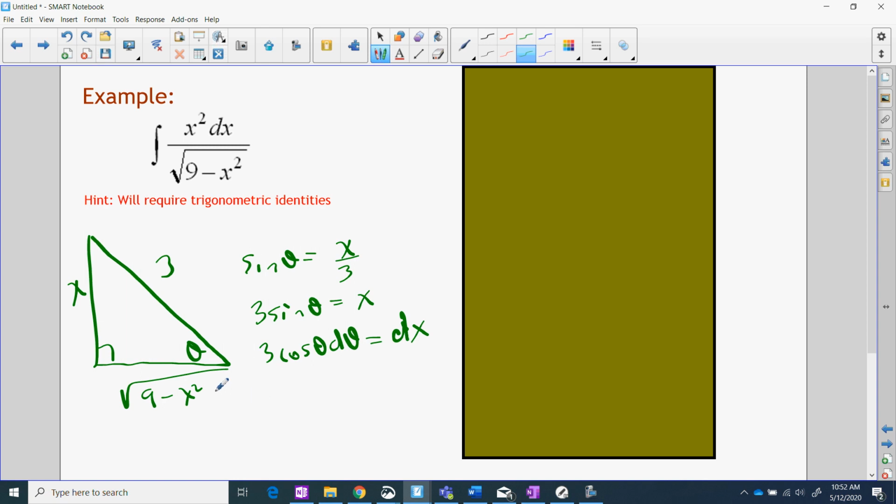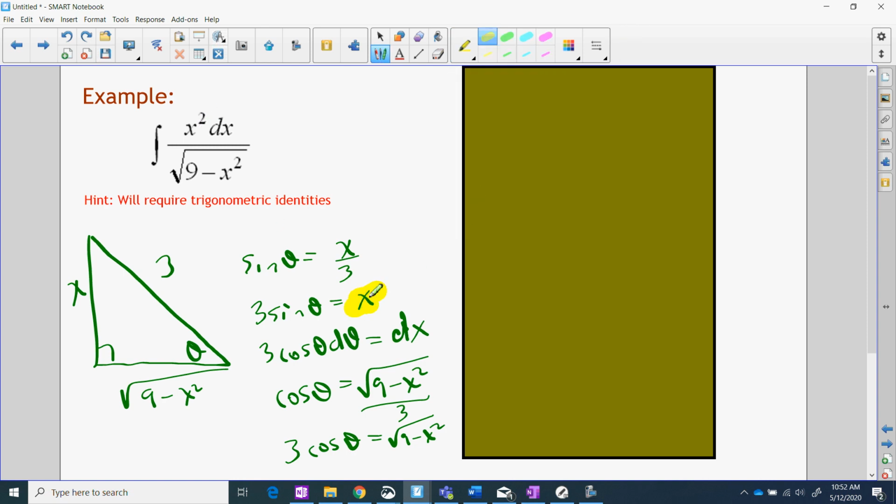Now I need something for this. So I'm going to use these 2 sides. You want the constant and the radical. We would go cos theta is equal to the square root of 9 minus x squared over 3. Multiply both sides by 3. So 3 cosine of theta is the same as the square root of 9 minus x squared. Okay, so there's my 3 substitutions. I'll just highlight them again like I did last time. So x squared, so there's x. I'm going to square that. There's dx, that takes care of that. And your square root of 9 minus x squared, I'm going to put that in its place.